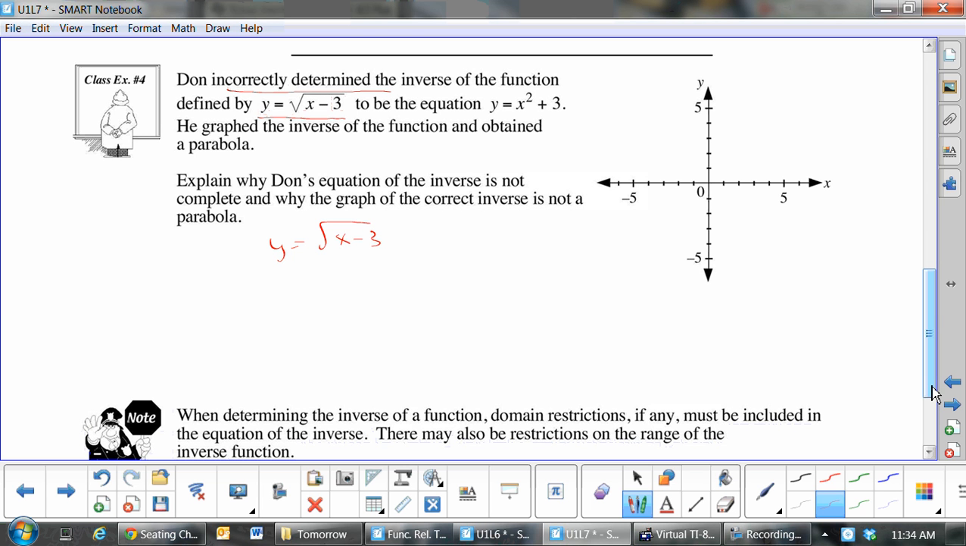What should I do? Great. So that'd be x equals square root y minus 3. Then what should I do? I want to get it to y equals, right? So what should I do? Square both sides, right? So x squared equals y minus 3. Then what should I do? Add 3. So I get x squared plus 3 equals y. So I get the inverse to be y equals x squared plus 3.